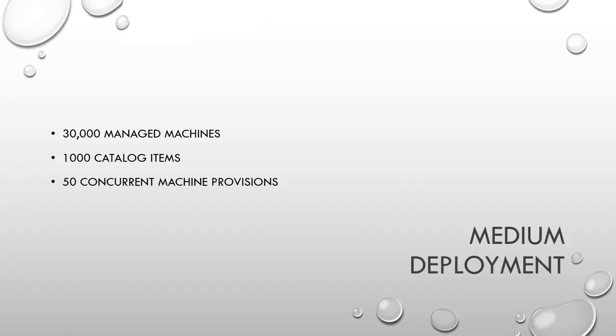Now that we are done discussing small deployment, it's the turn of the medium deployment. The medium deployment supports the following items. It supports about 30,000 managed machines, somewhere around 10,000 catalog items, and 50 concurrent machine provisions.